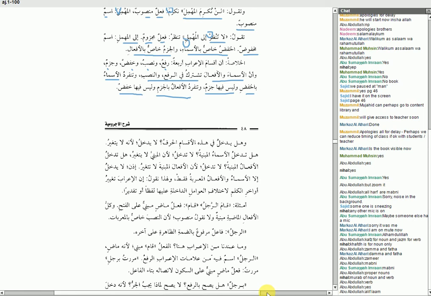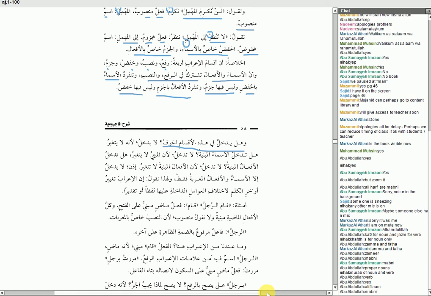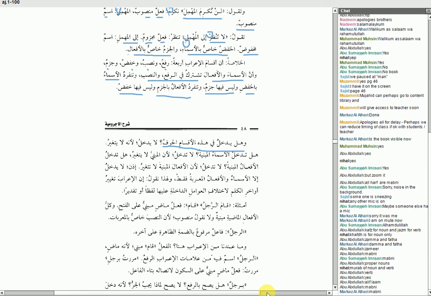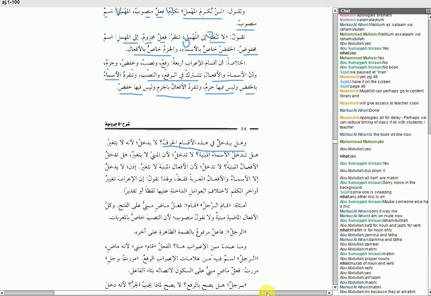Shaykh asked the question, وهل يدخل في هذه الأقسام الحرف? Quickly, brothers. And why or why not? Is the harf included in this categorization? Why or why not? Quite simply, because they are mabni, absolutely, they are mabni. So the Shaykh says, لأنه لا يتغير.